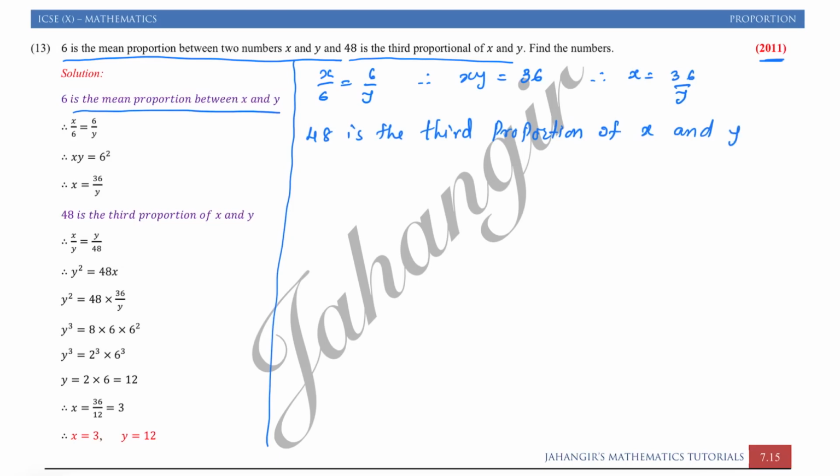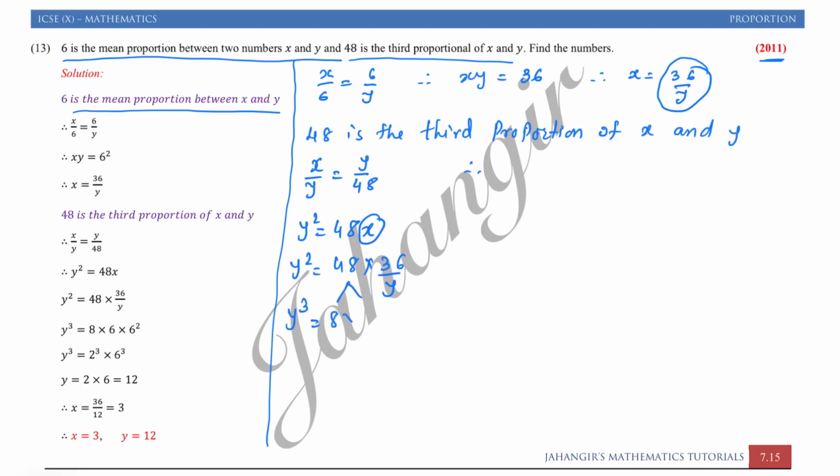In the third proportion, y will be repeated. x upon y is equal to y upon 48. So therefore cross multiplying, what I will get is y square is equal to 48x. So putting the x value as 36 by y, I can write y square is equal to 48 into 36 by y. So cross multiplying I will get y cube.